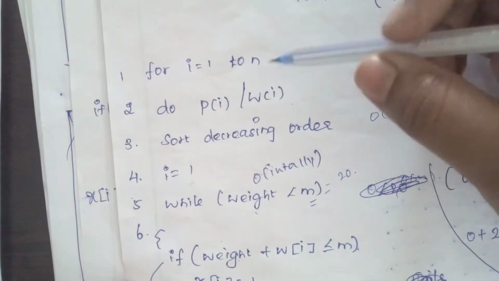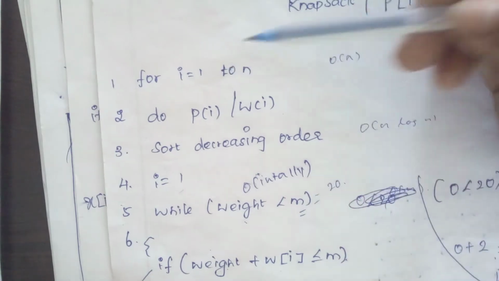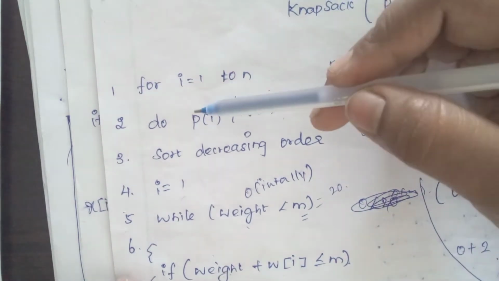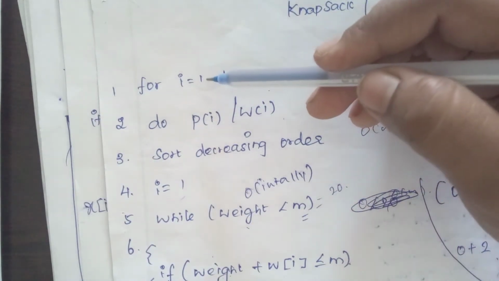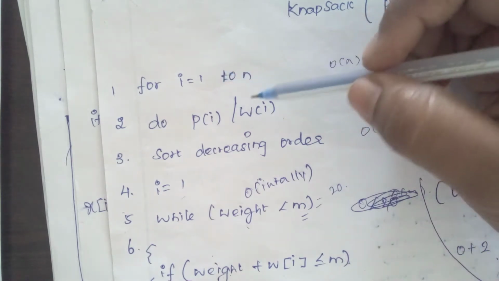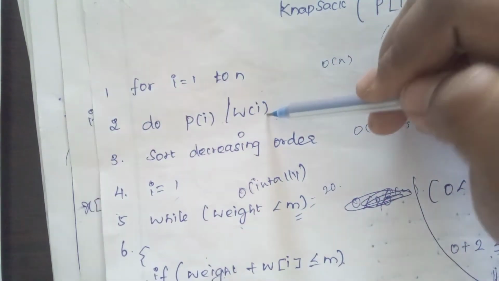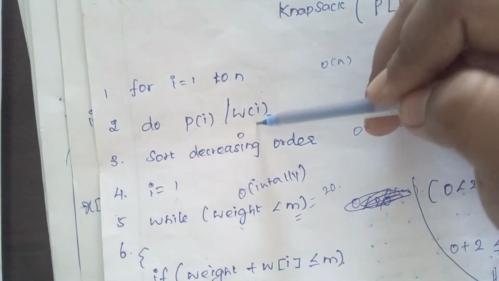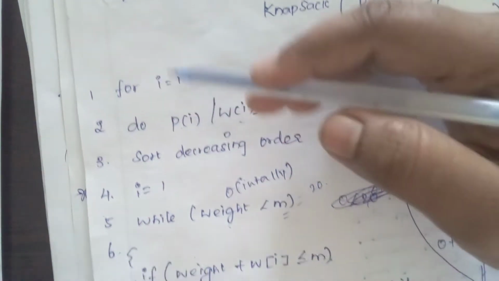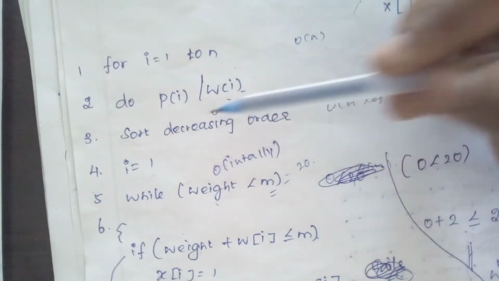See, that is the algorithm. For i equal to 1 to n, where i is an object from 1 to n, I am going through each one. Compute p of i divided by w of i, that is, profit of i divided by weight of i. Then the third step is to sort in decreasing order.